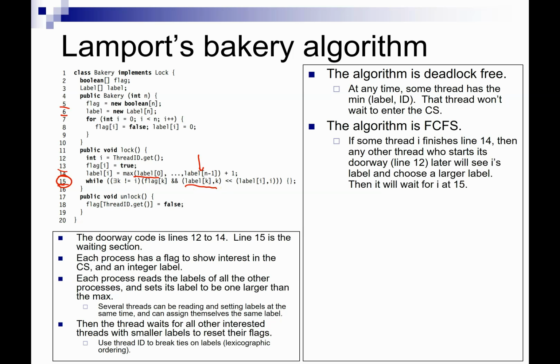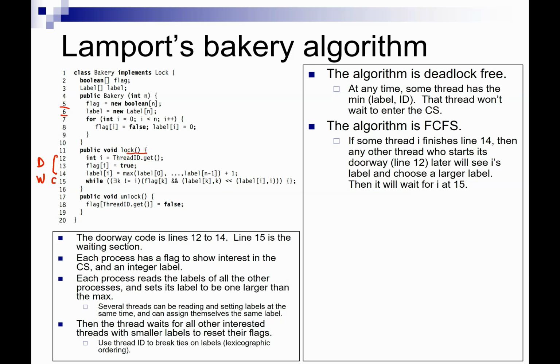Okay, this algorithm, next we want to show it has this first come, first serve property. In fact, I forgot to define these two blocks of code. There's the doorway part, and then there's the waiting part. This is the doorway here, and this is the waiting part. Now we're claiming that if some thread I finishes its doorway before another thread J starts the lock operation, then I will get into the critical section before J. That's the first come, first serve property.